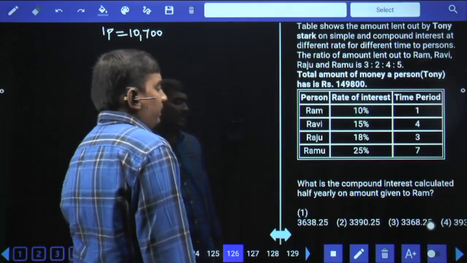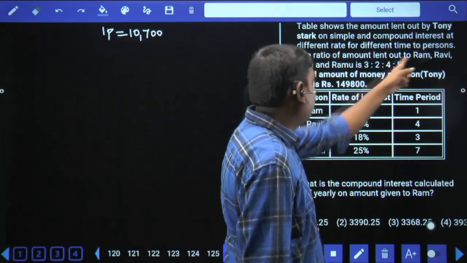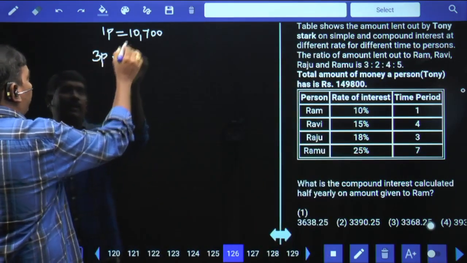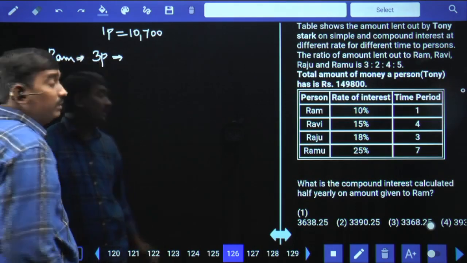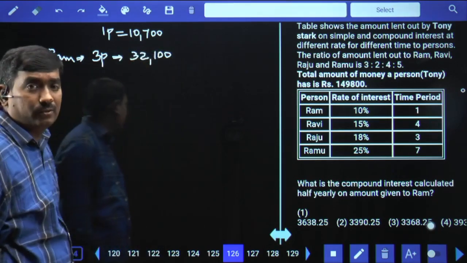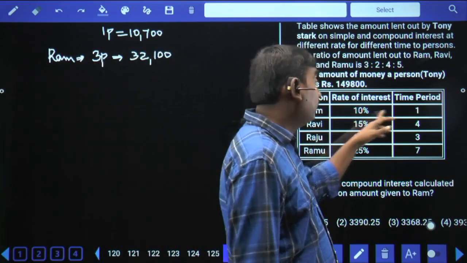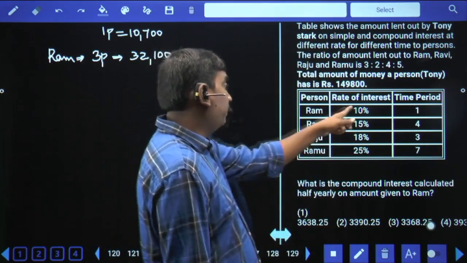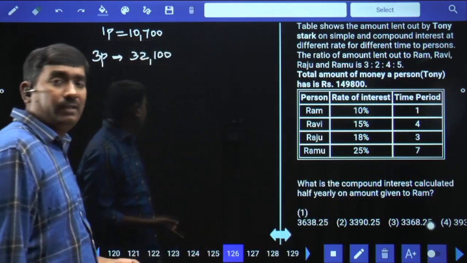What is the compound interest calculated half yearly on the amount given to Ram? Ram means first person, 3 parts. 1 part value 10,700, so Ram belongs to 3 parts: 32,100. 3 tens are 30, 3 sevens are 2,100, that is the principal. Ram's rate of interest is 10%. Time period is 1 year, but compounded half yearly. For 1 year 10% means half yearly 5%.